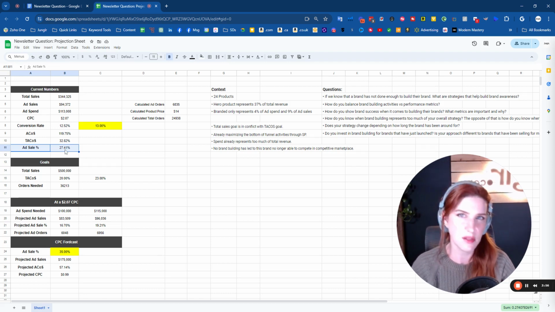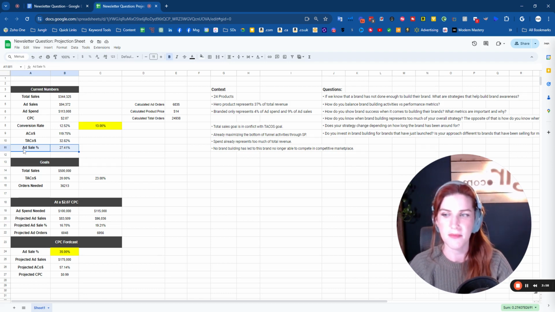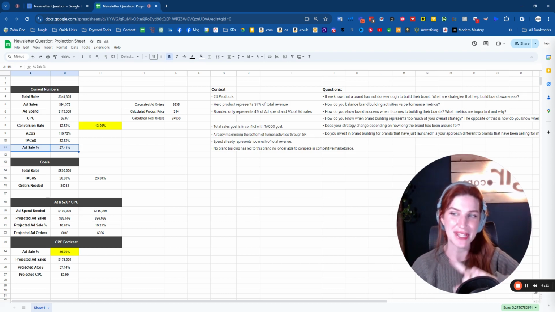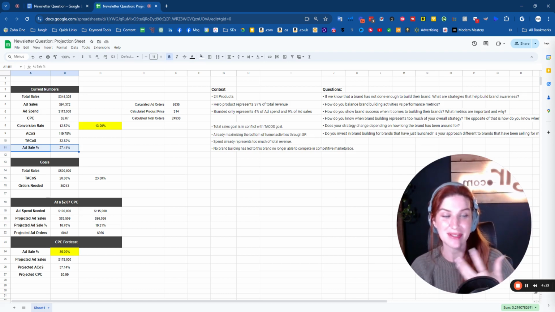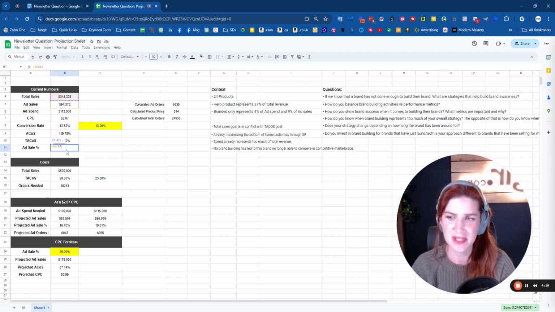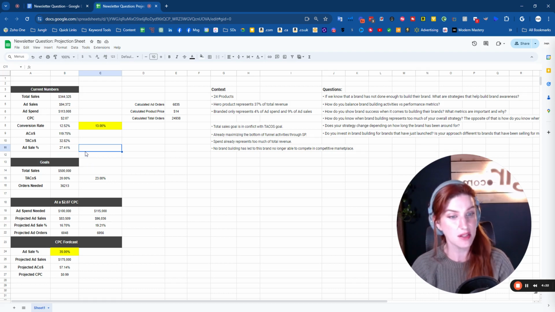I don't think this is a brand awareness problem. And in fact, when just looking at this number, it's actually quite healthy, which is why you want to always look at ACoS, total ACoS, and ad sale percentage in tandem. You don't want to only ever look at ad sale percentage and say, oh, this number is great, but this number tells a story. So ad sale percentage is your ad sales divided by your total sales. It basically says what percentage of my total sales are made up from ads.